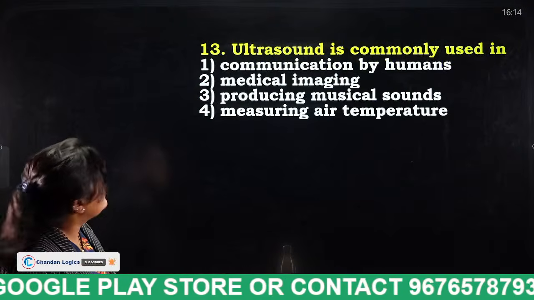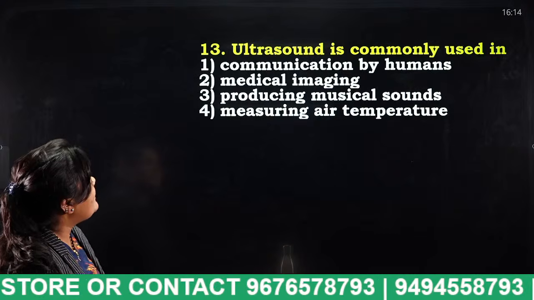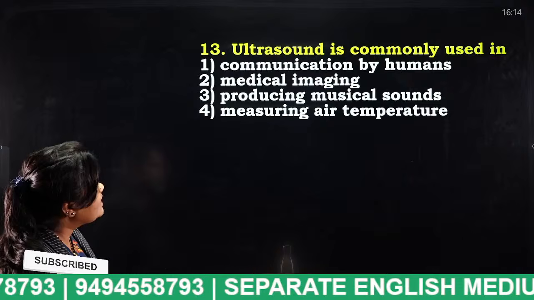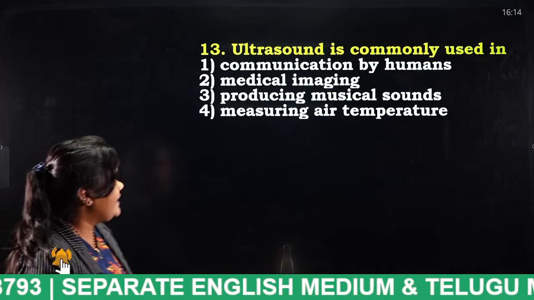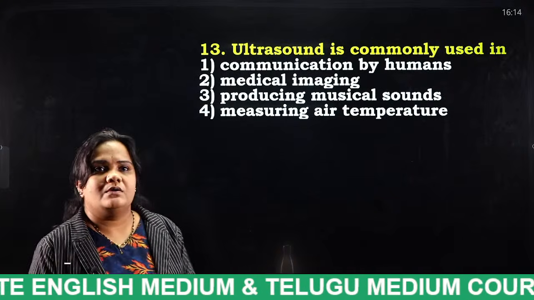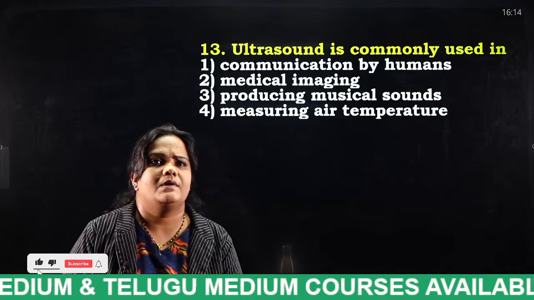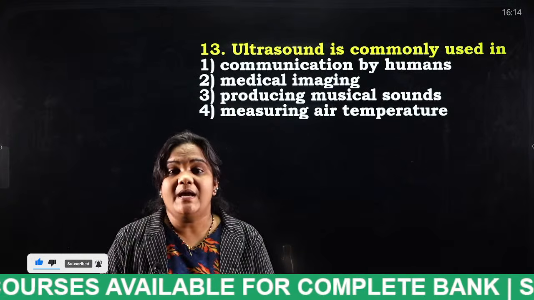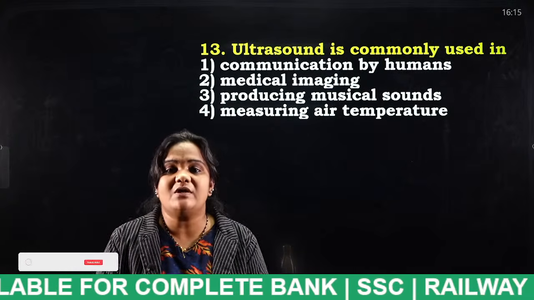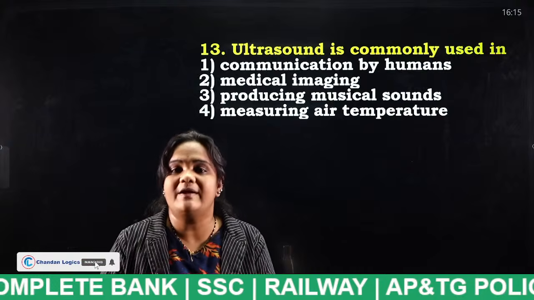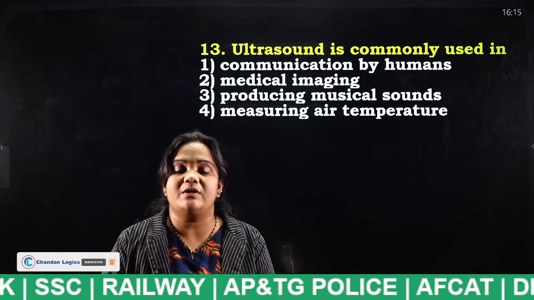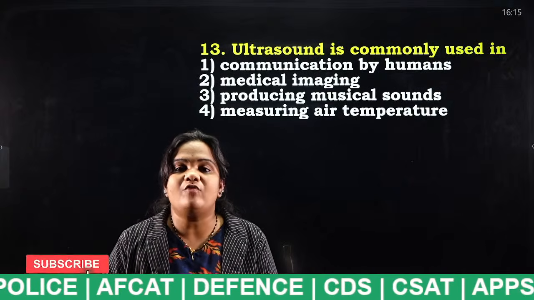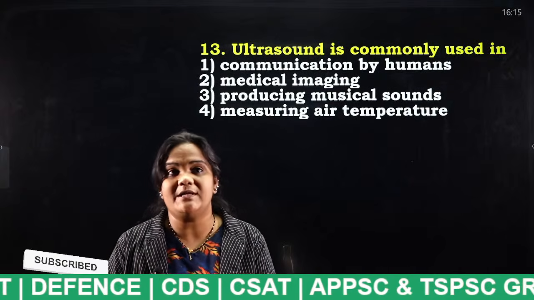Next, ultrasound is commonly used in communication by humans, medical imaging, producing musical sounds, measuring air temperature. So, what is ultrasound? What is infrasound? And what is normal sound? Normal sound is nothing but 20 hertz to 20,000 hertz. Infrasound is if it is below 20 hertz. And ultrasound is above 20,000 hertz.